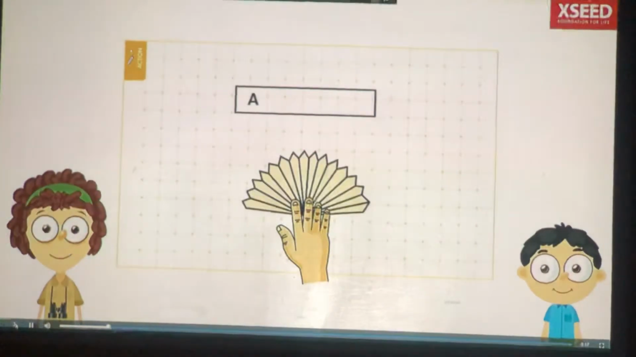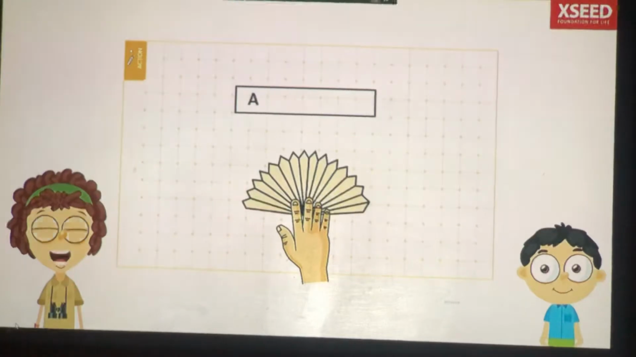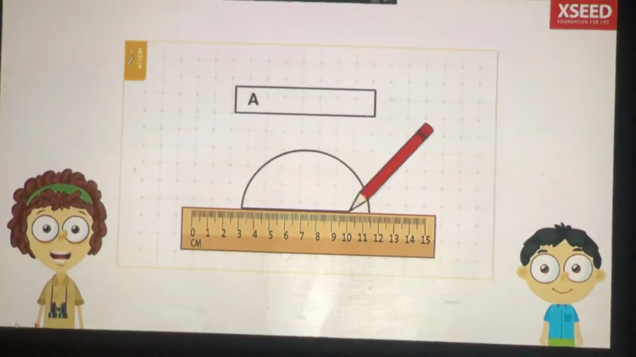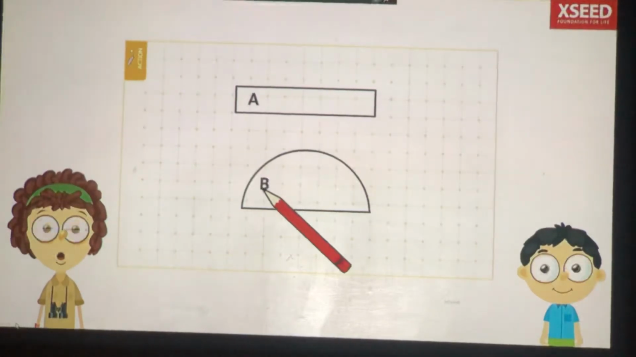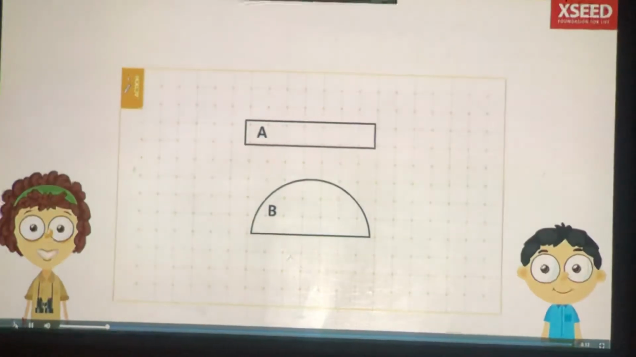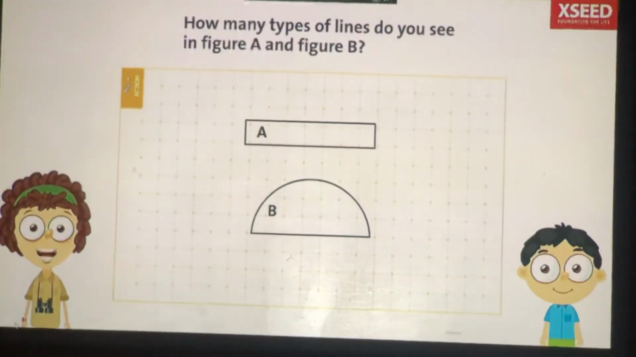Then place the fan on the action section of the journal below the figure A you drew before. Draw an outline of this open fan. Use a ruler to draw the baseline. Write B on this figure. Look at the figures A and B. How many types of lines do you see in figure A and figure B? Write your answer in your journal.